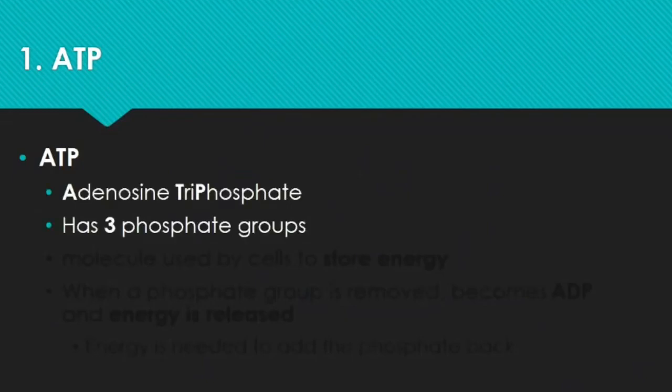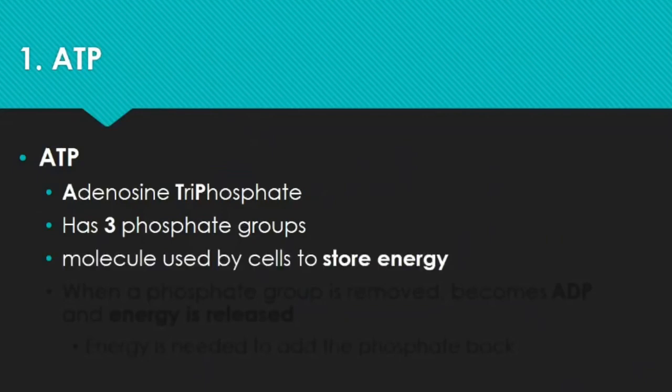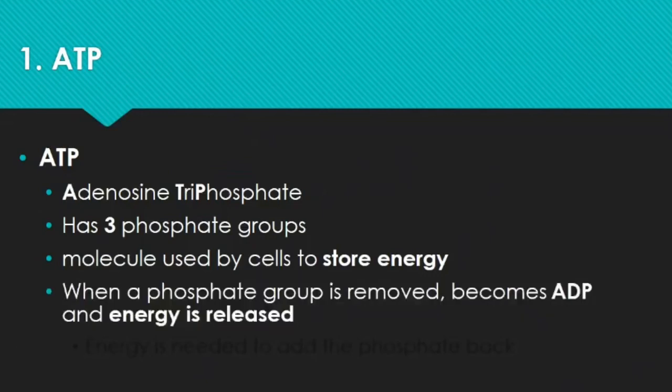First off, let's talk about the ATP molecule. ATP stands for adenosine triphosphate. The tri refers to the presence of 3 phosphate groups on this molecule. This is the molecule that's primarily used by cells as an energy storage molecule. And whenever a phosphate group is removed, the molecule becomes ADP and energy is released for cellular processes.